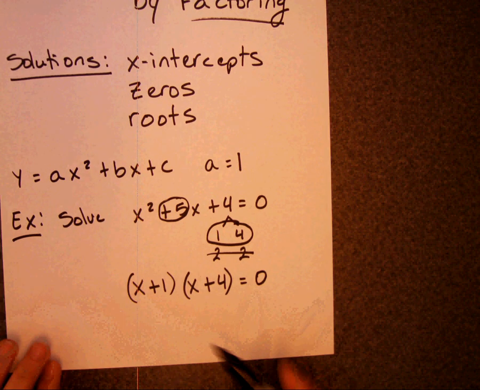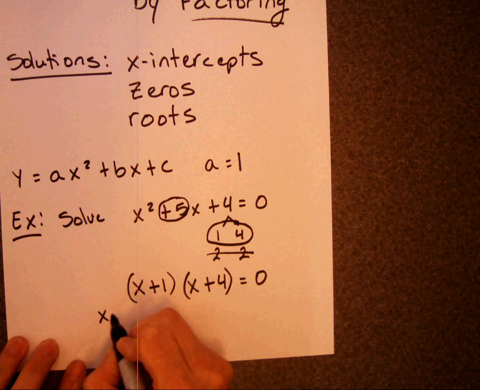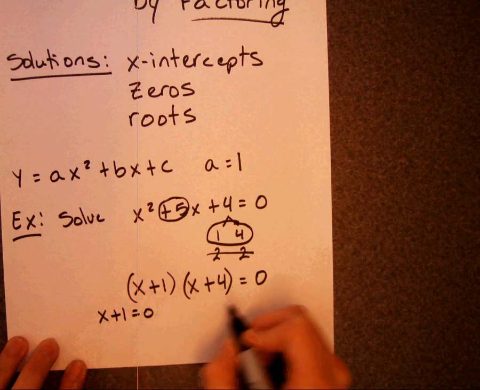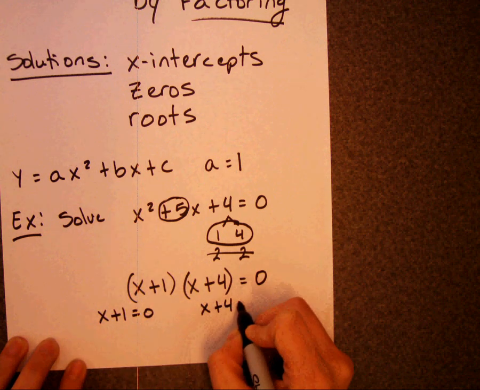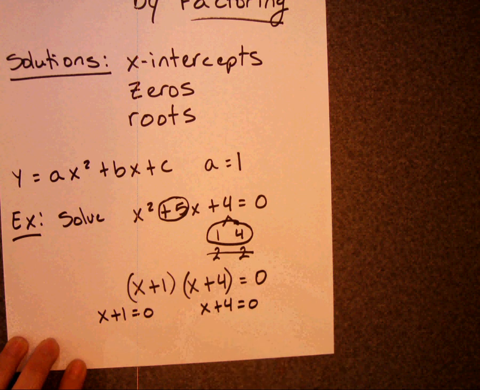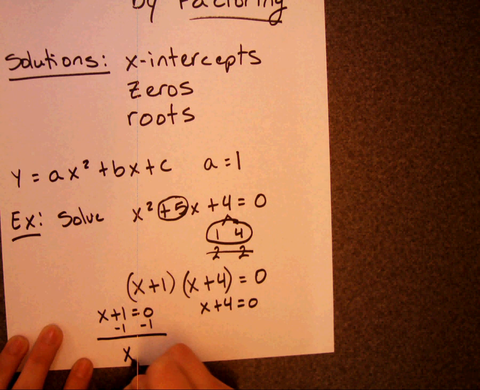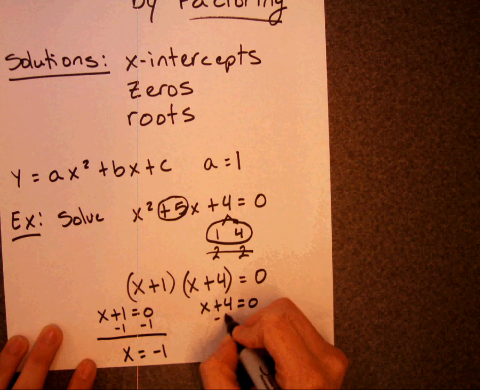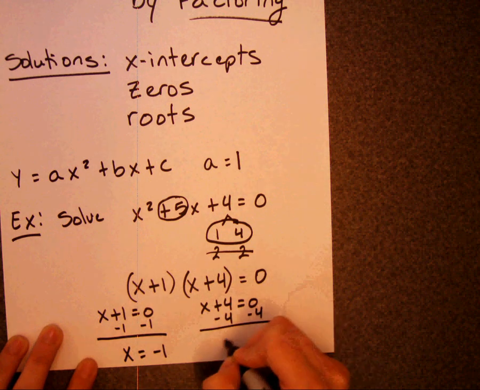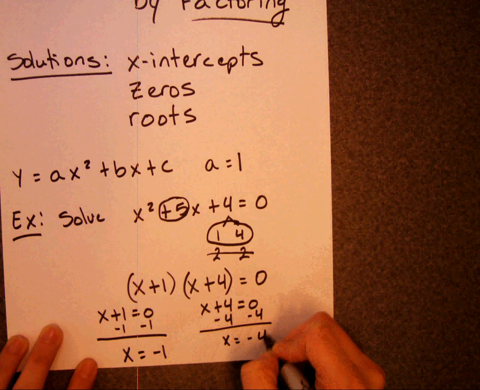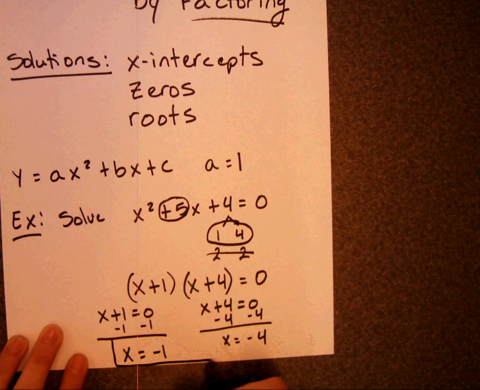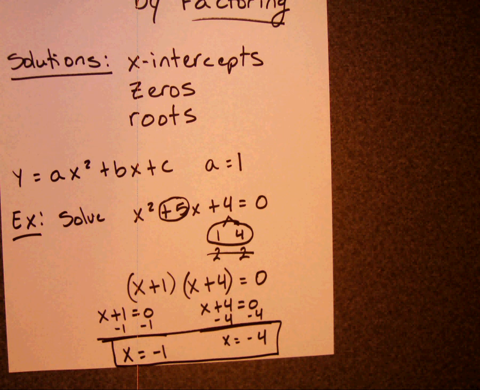So once you have it in factored form, just take each factor and set it equal to 0. So I'm going to have x plus 1 equals 0, and I'll have x plus 4 equals 0. And now I have two simple equations that I can solve. Subtract 1 from both sides, I get x equals negative 1. Subtract 4 from both sides, and I get x equals negative 4. So these are my two solutions, or x-intercepts, for that quadratic.